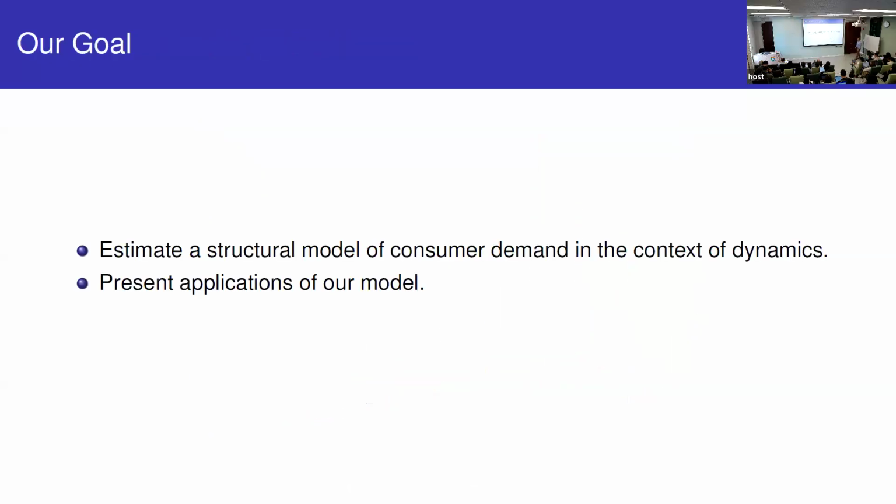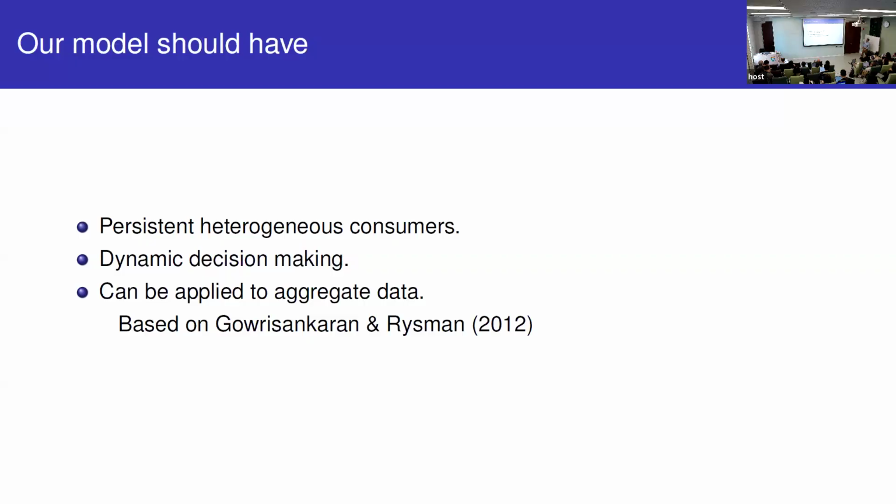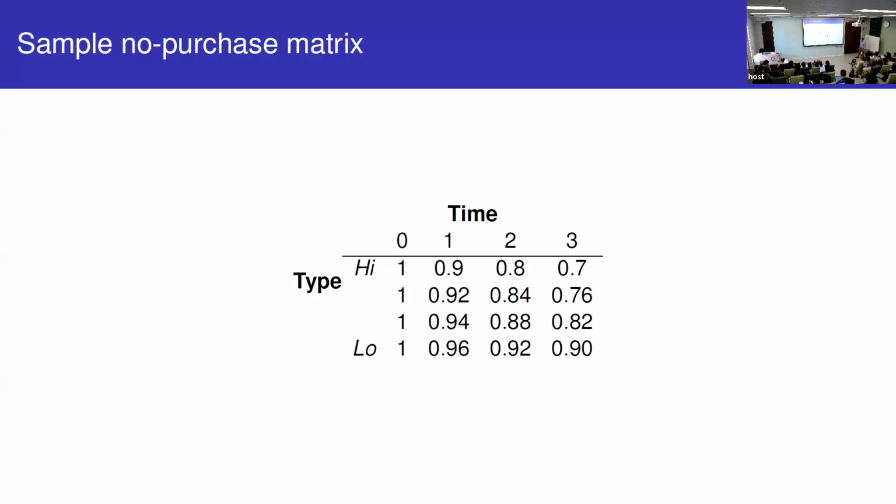Okay, so our goal is to estimate a structural model of consumer demand in the context of dynamics, and I'll talk a little bit about present state kind of applications that we can do with this model. Skip all this literature review stuff. Okay, so we want to have persistent heterogeneous consumers, dynamic decision making, and then we can apply it to aggregate data. And I have this paper that we're kind of using here as we go forward.